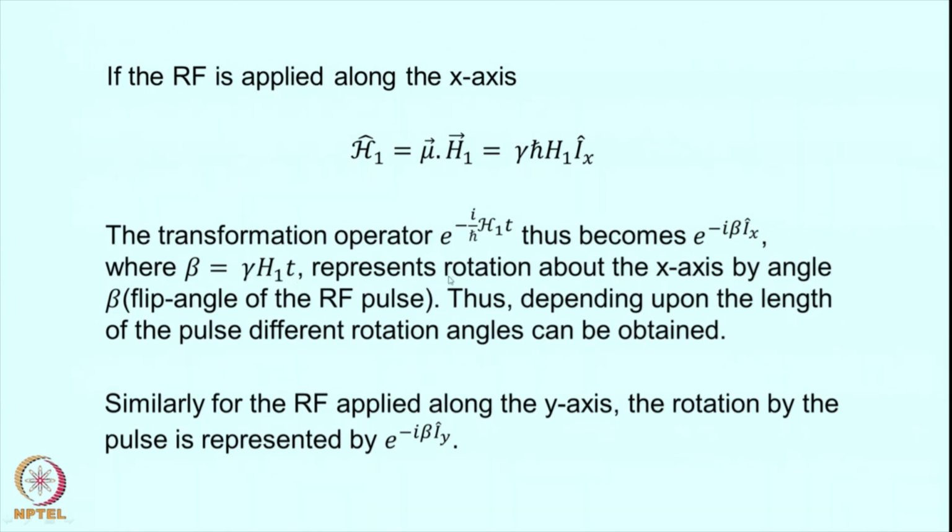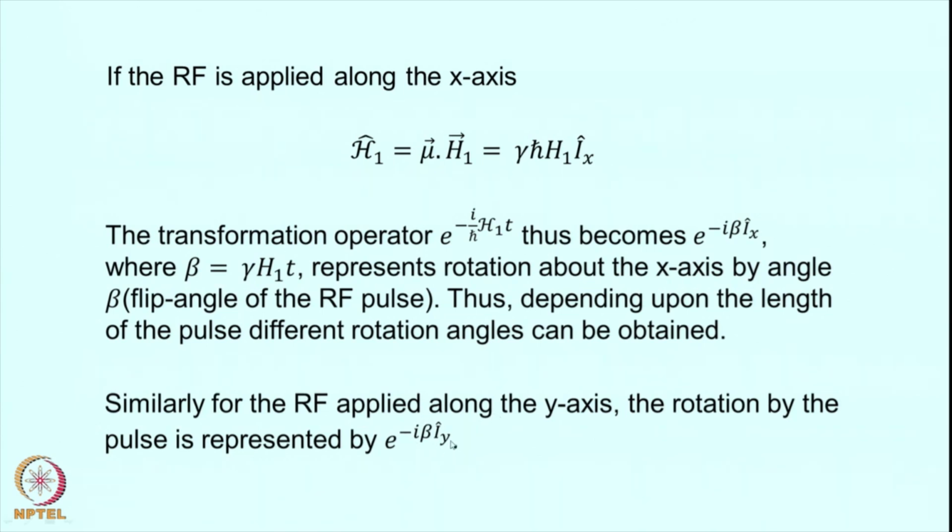So this represents the rotation of the magnetization about the x-axis by angle beta, and thus depending upon the length of the pulse, different rotation angles can be obtained. Now we will also explicitly show that putting this equation for the pulse, we will demonstrate that it actually results in rotation of the magnetization from the z-axis or wherever. Similarly, for the RF applied along the y-axis, the rotation by the pulse is represented by e to the minus i beta Iy. So this can be extended to other kinds of situations wherever you want to apply.